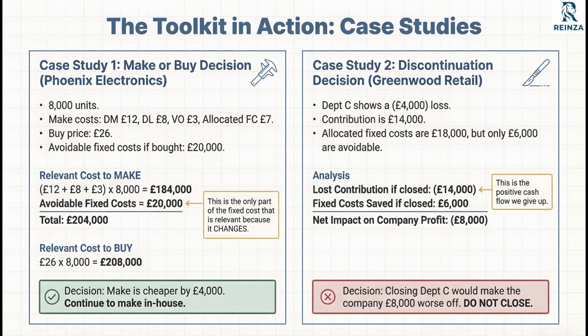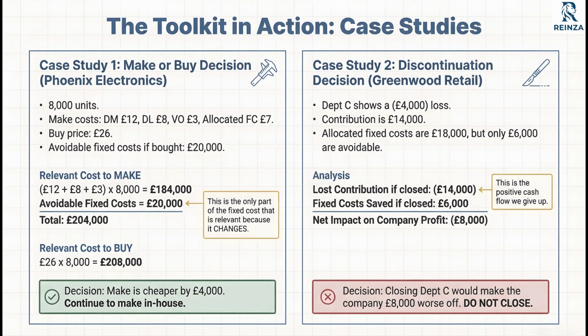Notice what we did not include. We did not include all the allocated fixed costs. The question tells us £7 per unit, which would be £56,000 in total. But only 20,000 of that would actually be saved. The rest is not relevant.